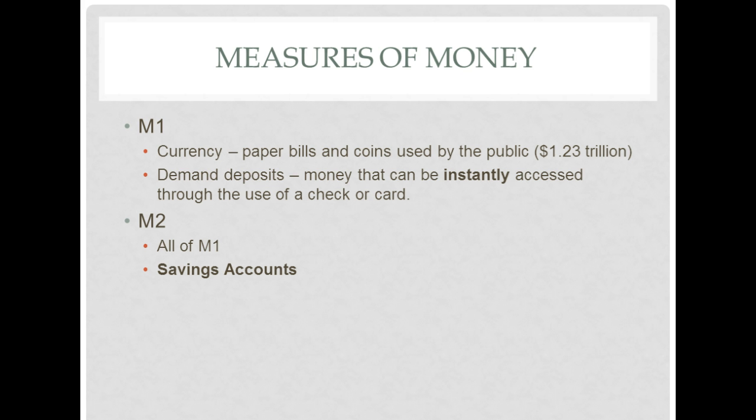All right. And there are other things that are like that. One example is what's called a money market account. For our purposes in this class, the big M2 item that we're going to want to remember is savings accounts.